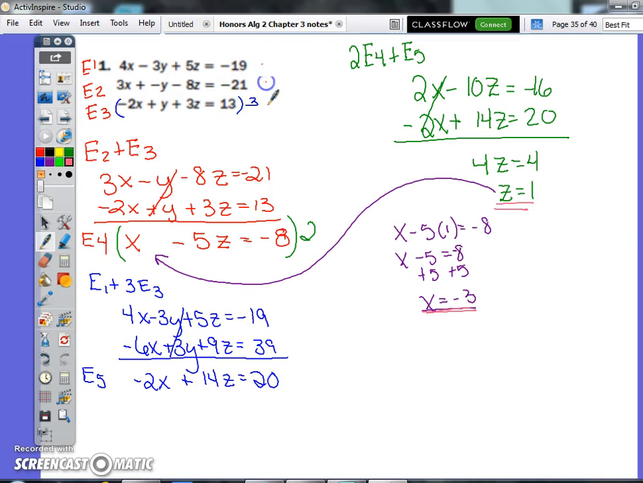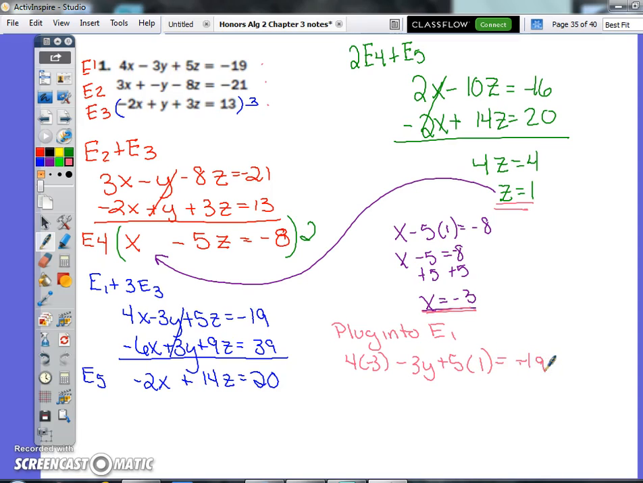Now plug into one of these. It doesn't matter which one of the first three equations. I'm going to pick the first one, just because it's the first one. Plug into E1. So we have 4 times negative 3 minus 3 times y. We don't know y yet. Plus 5 times 1, because z is 1, equals a negative 19.